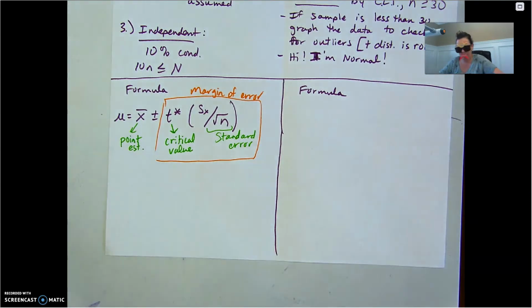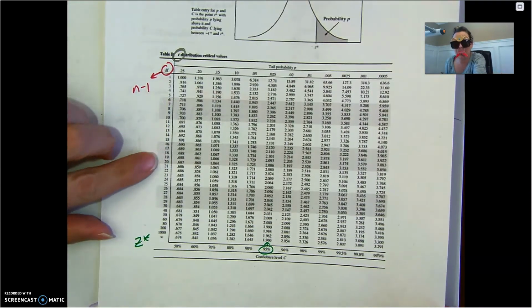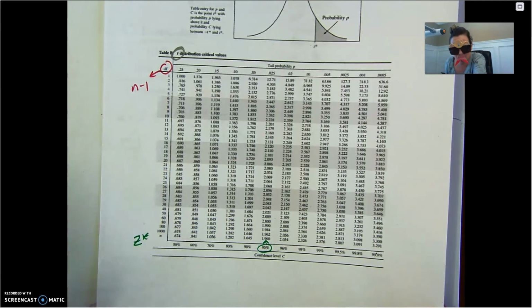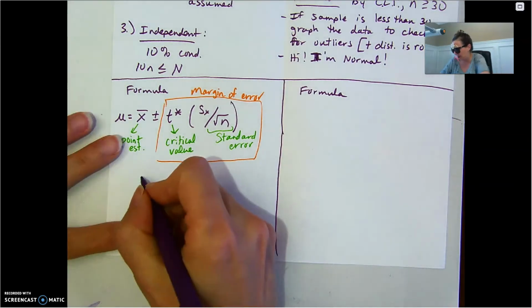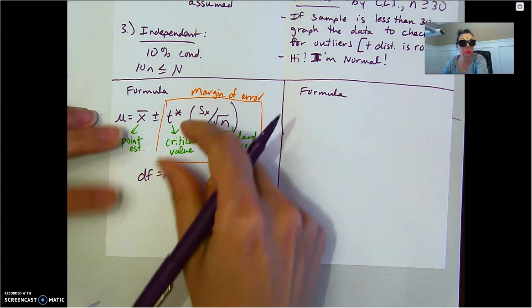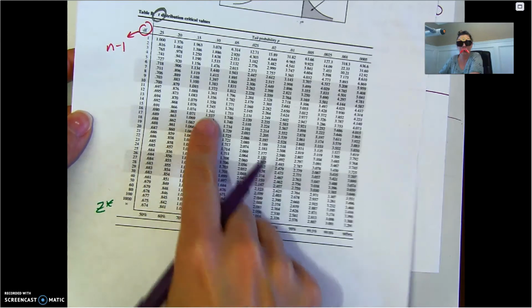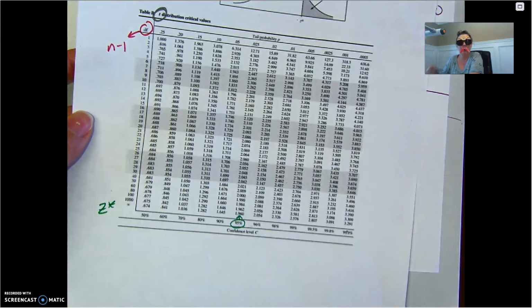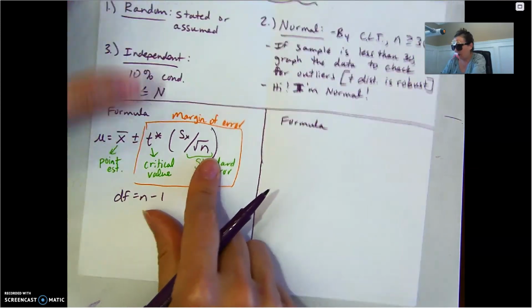Okay, so friendly reminder, there are many different t distributions. So we have to make sure that we list which one we're using. And that's the degrees of freedom formula. So underneath this, you want to show which t curve we ended up going to get our t star. All right. So then you'll get your interval.